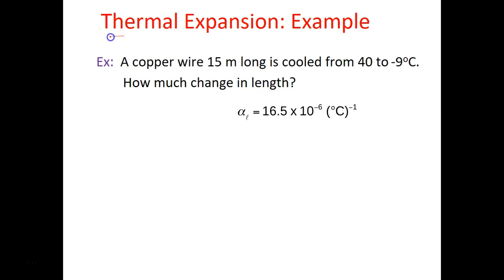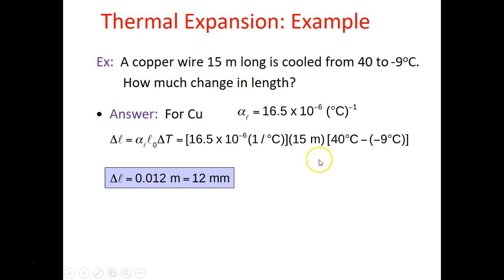An example for thermal expansion. Question: a copper wire of 15 meter long is cooled from 40 to -9 degrees Celsius. How much change in length of this copper wire? And given the coefficient of thermal expansion, alpha L. Okay, let's check how we are going to solve this.